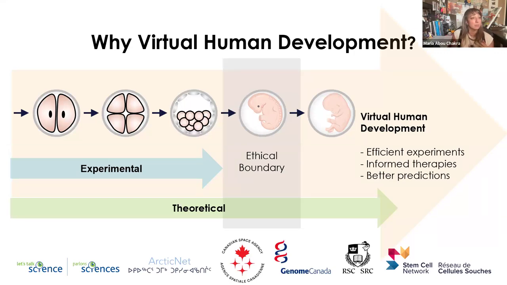So when it comes to human experiments, you cannot grow them longer than certain time points in a dish or in your lab. And so we cannot discover how cells create these little embryos if we cannot grow them in a dish. What we're hoping to do is join experiments and theoretical systems to create more predictions so we can push past the ethical boundaries. So next.